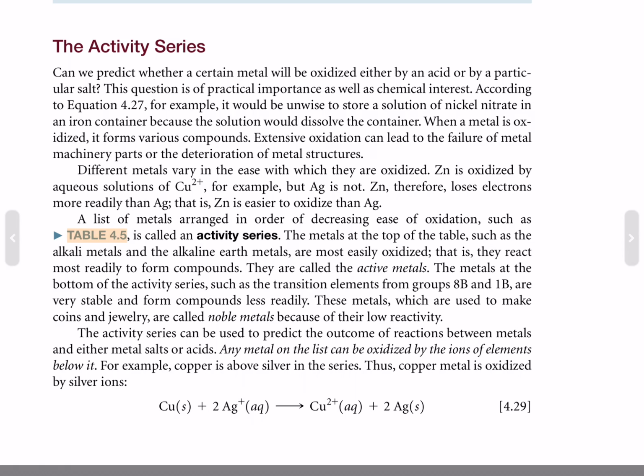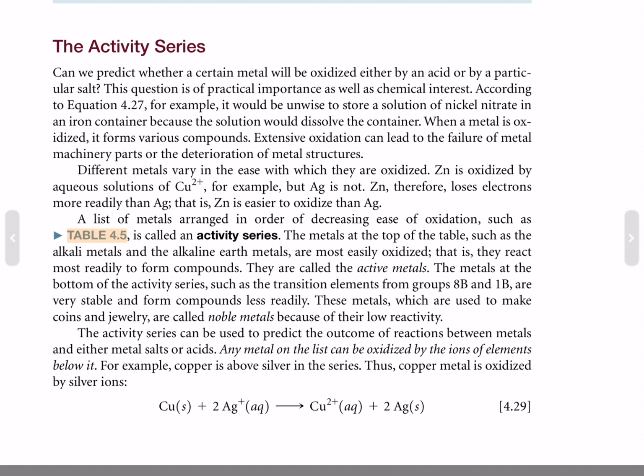A list of metals arranged in order of decreasing ease of oxidation, such as Table 4.5, is called the activity series. The metals at the top of the table, such as the alkali metals and the alkaline earth metals, are most easily oxidized. That is, they react most readily to form compounds. These are the active metals. The metals at the bottom of the activity series, such as the transition elements from groups 8B and 1B, are very stable and form compounds less readily. These metals, which are used to make coins and jewelry, are called noble metals because of their low reactivity.